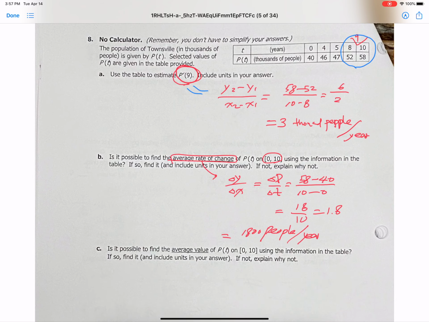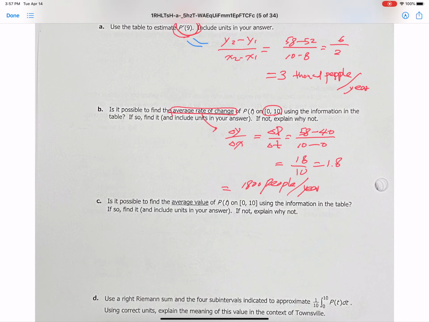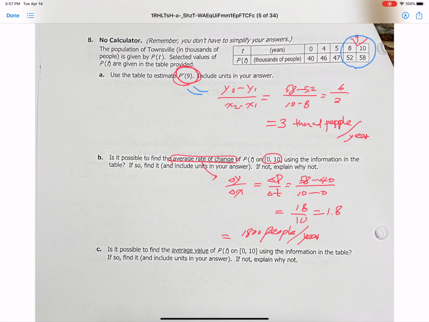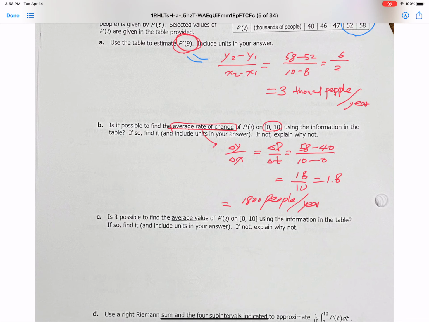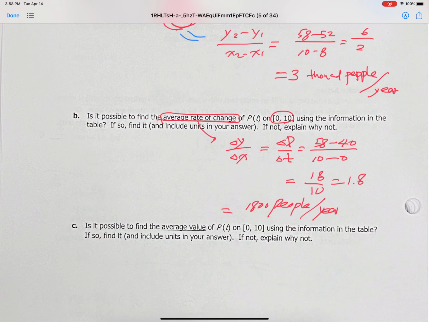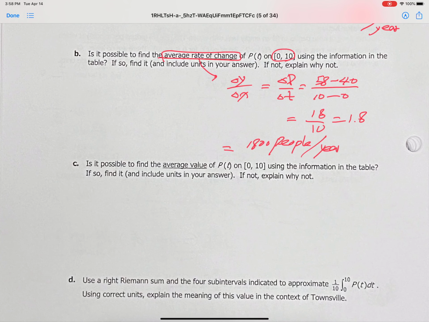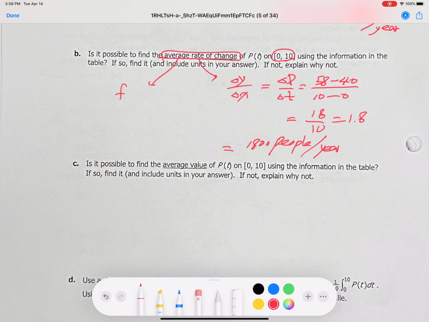What about C? I explain why I chose this part because it's a problem. So many people confuse the average rate of change of a function and the average value of the function. So B and C, don't confuse B and C. B asks you for the average rate of change, right? So what is the formula to find the average rate of change? It's f of b minus f of a over b minus a. That is the average rate of change between a and b of f(x), right?